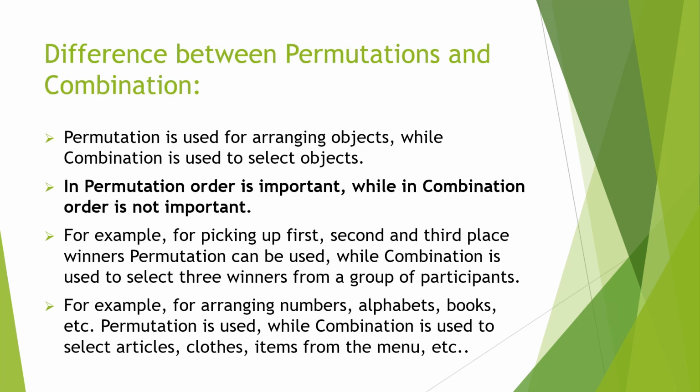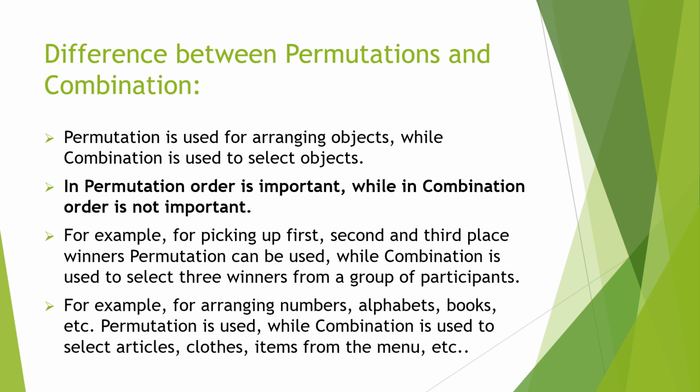Now since we have done two things, let us see what is the difference between permutations and combination. First thing is why it is used. Permutation is used for arranging objects and combination is used for selecting objects. For example, you have a rack of books. If you want to arrange the books in different orders, you use permutation. But if you just want to select some books out of that, you use combination.